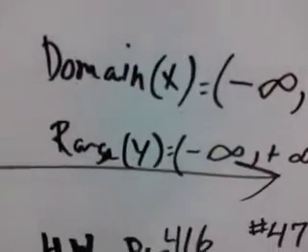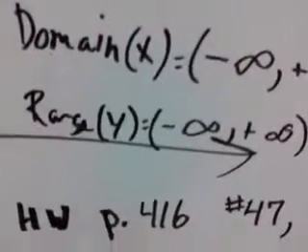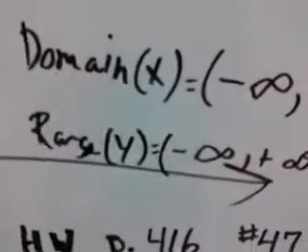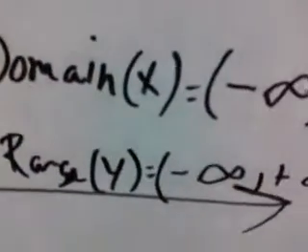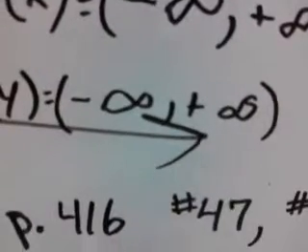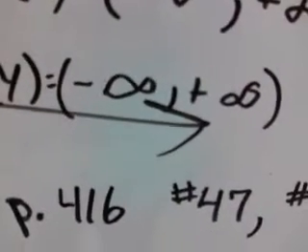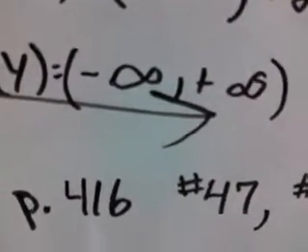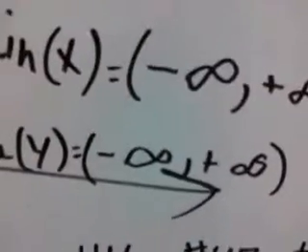The range is the same. The range, it can go down indefinitely, and the graph can go up indefinitely. So the range also goes from negative infinity to positive infinity. Indefinitely in the negative direction, indefinitely in the positive direction. So once again, that's what we have for the linear function.